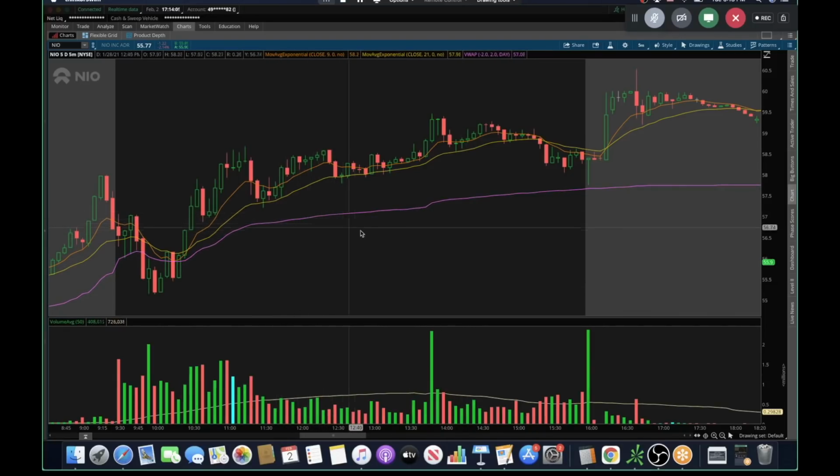If it's trending on top of the VWAP, kind of in between, just signifying that there's no specific trend in place on the stock, not really a good stock to trade at that point. It's in a consolidation period.